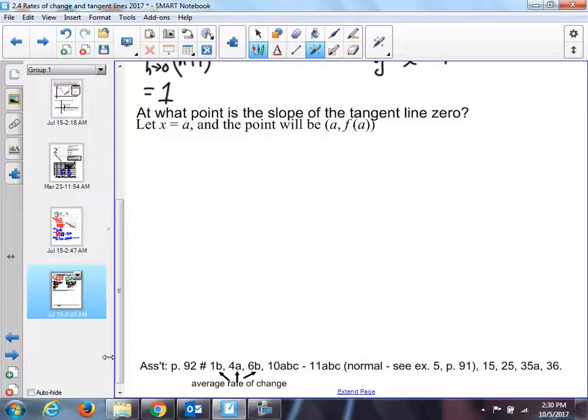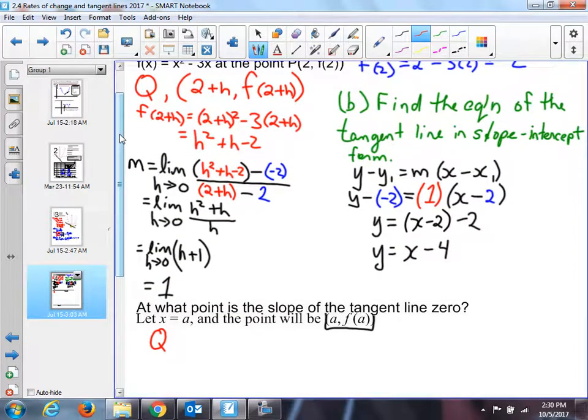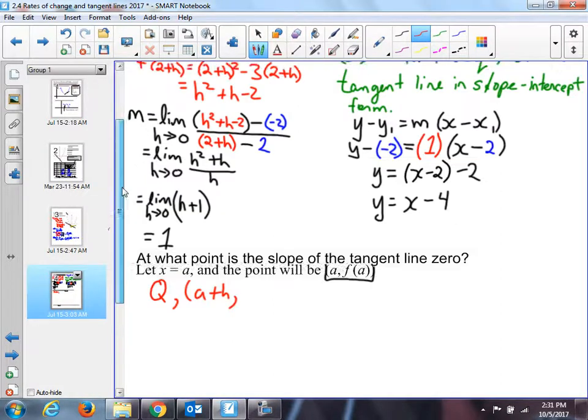Anyways, back to this. We know the slope formula, but we're going to use it for this. Our point will be a comma f of a, like before, right? So for our Q, we'll use this as a model. There we said 2 plus h. We're going to say it's that number, a plus h. That's our x-coordinate. And a is an actual number. It's not just some abstract thing. Well, it is abstract.